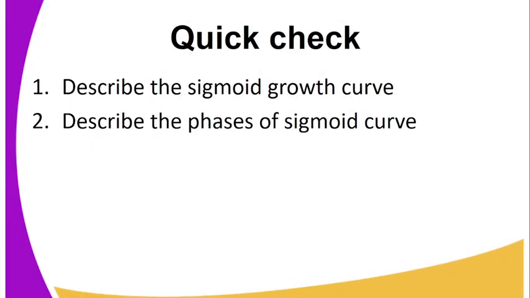So we've come to the end of our lesson. And I have an assignment for you. Please draw for me a sigmoid curve. Draw the sigmoid curve and describe the phases of the sigmoid curve. You have to remember the phases. The first one is the lag phase, which is the slow growth rate. The second one is the exponential, and then the decelerating phase, and finally the plateau phase.